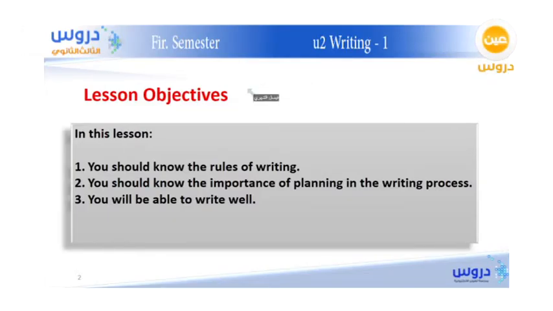Any lesson, we have objectives. We need to understand the objectives in order to understand the whole lesson. Today we have 3 objectives. The first one, you should know the rules of writing. Number 2, you should know the importance of planning in the writing process. And finally, number 3, you will be able to write well.